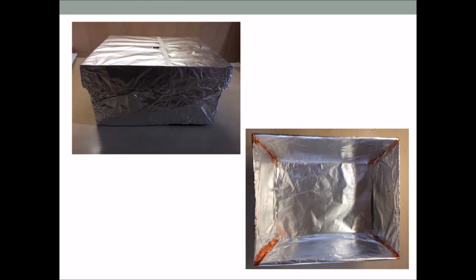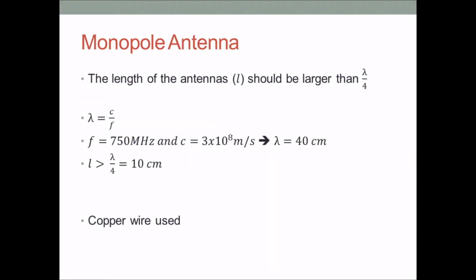And the next part was designing the antenna. The length should be larger than lambda over 4 and lambda is calculated as 40 centimeters by c over f. So the antennas were 10 centimeters and they were built with copper wire.